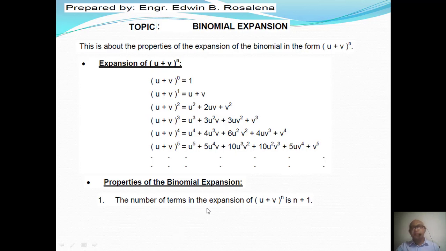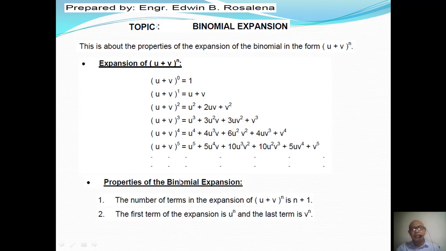So, let us take note of property number 1. The number of terms in the expansion of u plus v to the power n is n plus 1 terms. Okay? Number 2, here. The first term of the expansion is u to the power n, and the last term is v to the power n.